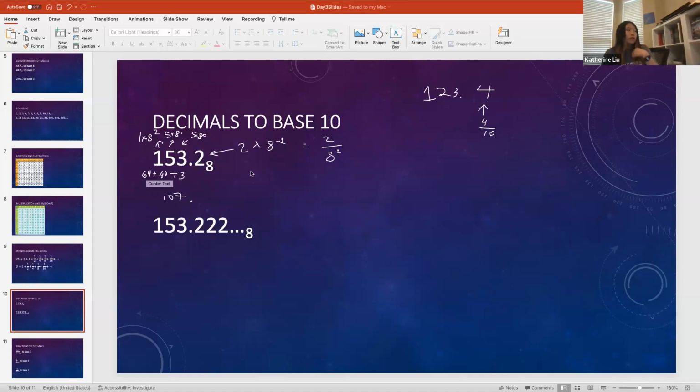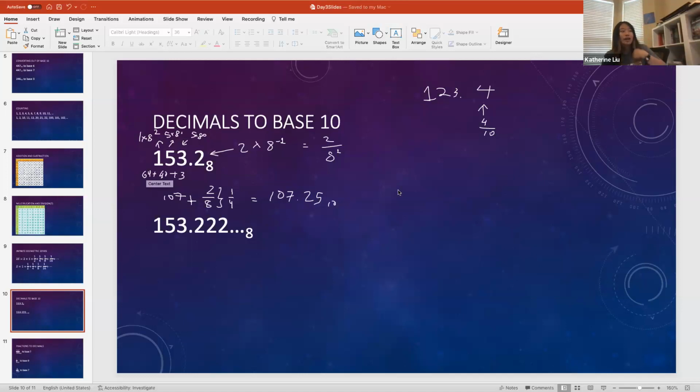So, therefore, this 153.2 base 8 is going to be 107 plus 2/8. And this 2/8 can be simplified as 1/4. And you can write 1/4 as 0.25. So this 153.2 became 107.25 base 10.